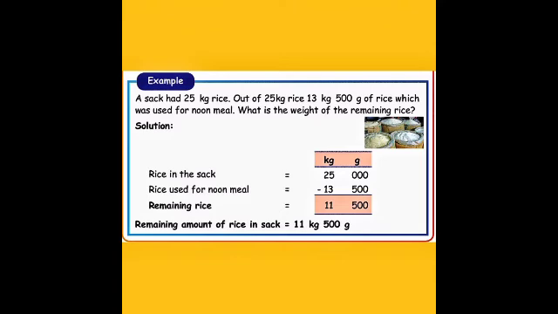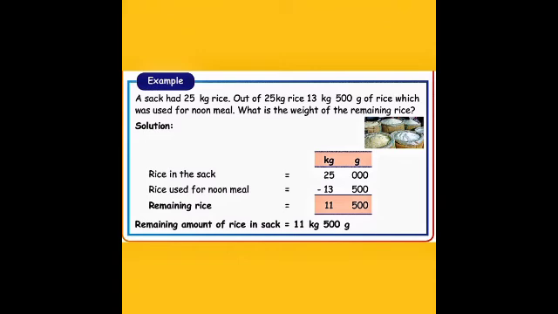So rice used for meal is equal to 13 kg 500 grams. Let me subtract. If you are subtracting 000 from 500, we won't get anything. So I am borrowing from 25. So the number becomes 24. Here it becomes 1000. 1000 minus 500, 500. 24 minus 11.